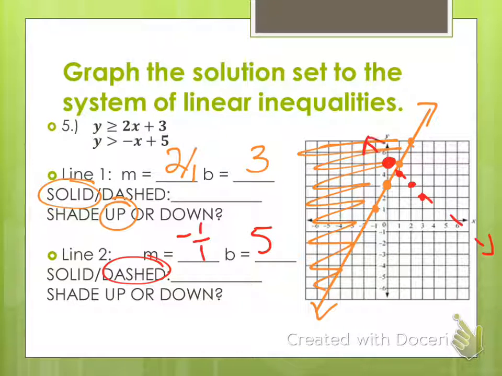We dash in that line. We got to decide shade up or down. Nevaeh, what do you think? We got a greater than sign, so we shade up again. This time our overlap is this teeny tiny triangle up at the top. That's the only place where those overlap.